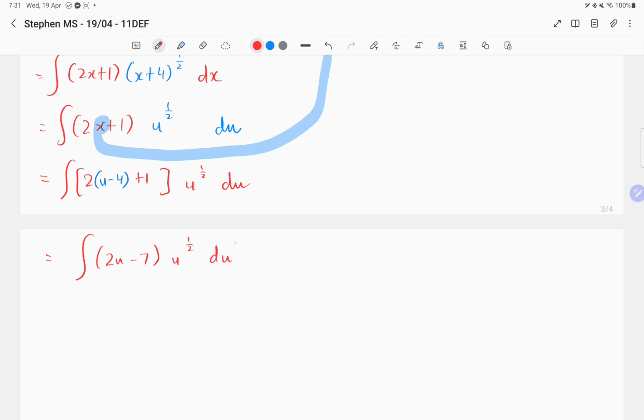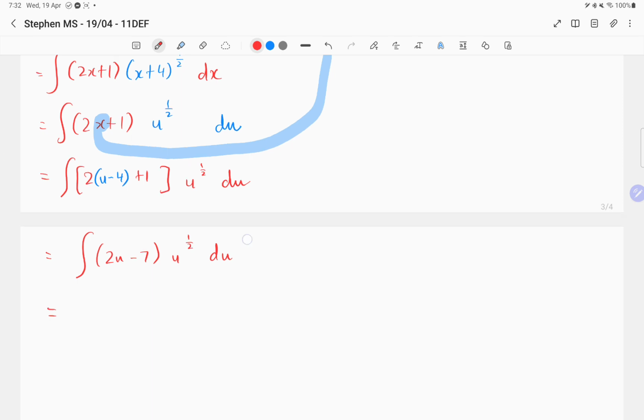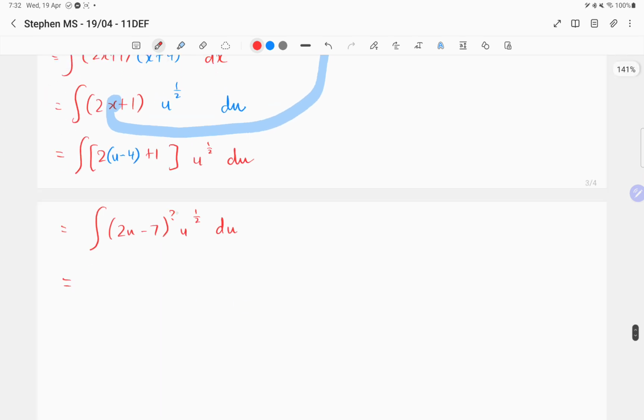And then how do we do this one? Not yet. This is a function times a function, and there's no product rule in antiderivative. You need to expand the brackets, because this bracket doesn't have any power. It's power 1, so you can just distribute it into each of the terms easily, and then you can combine the powers.